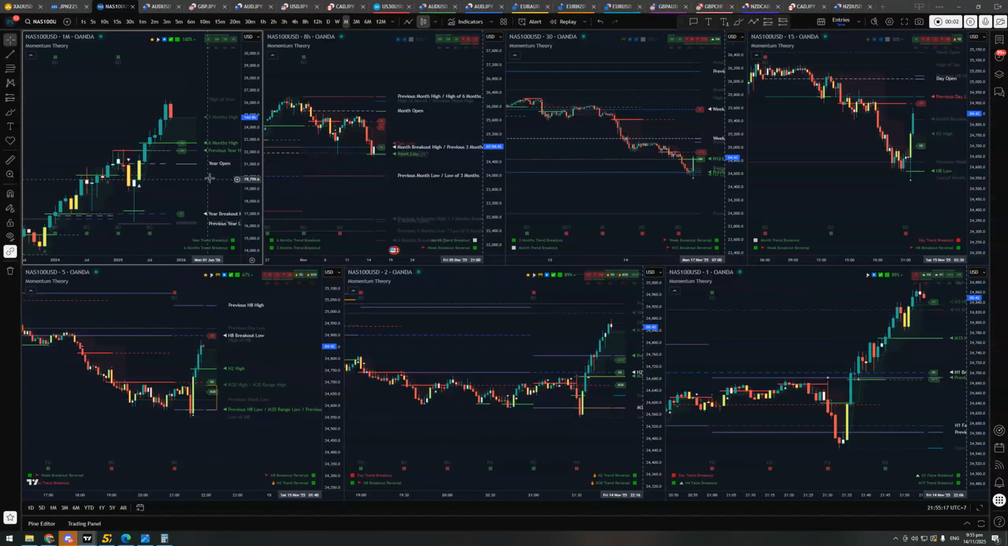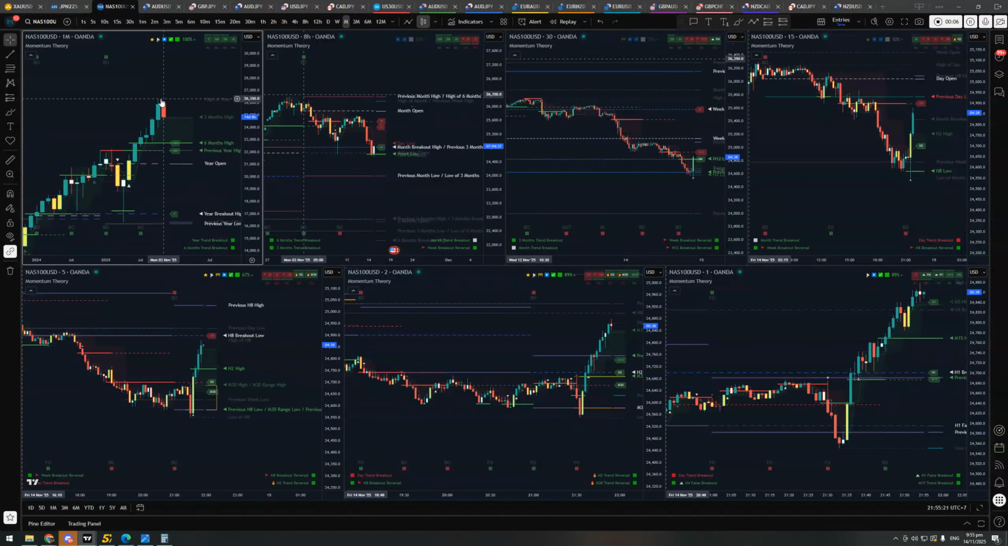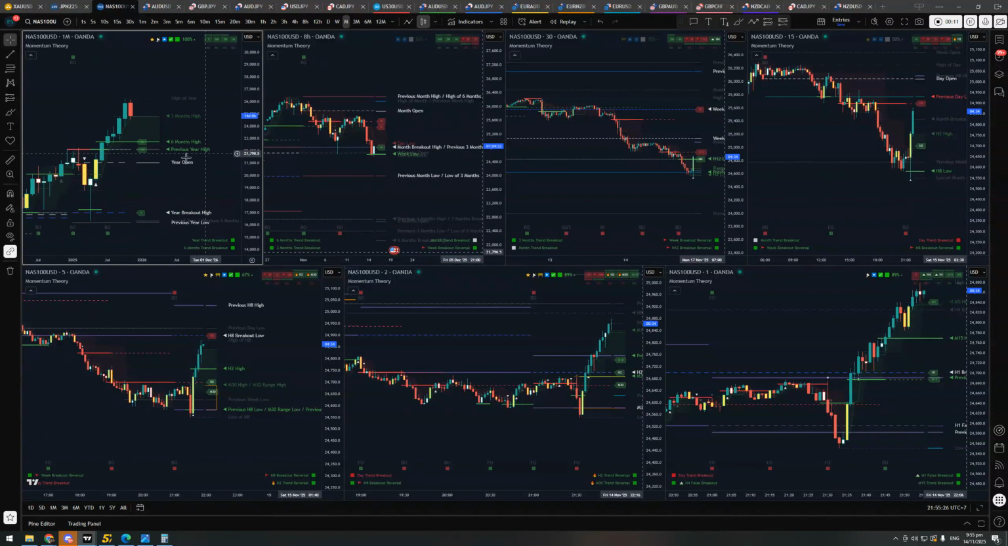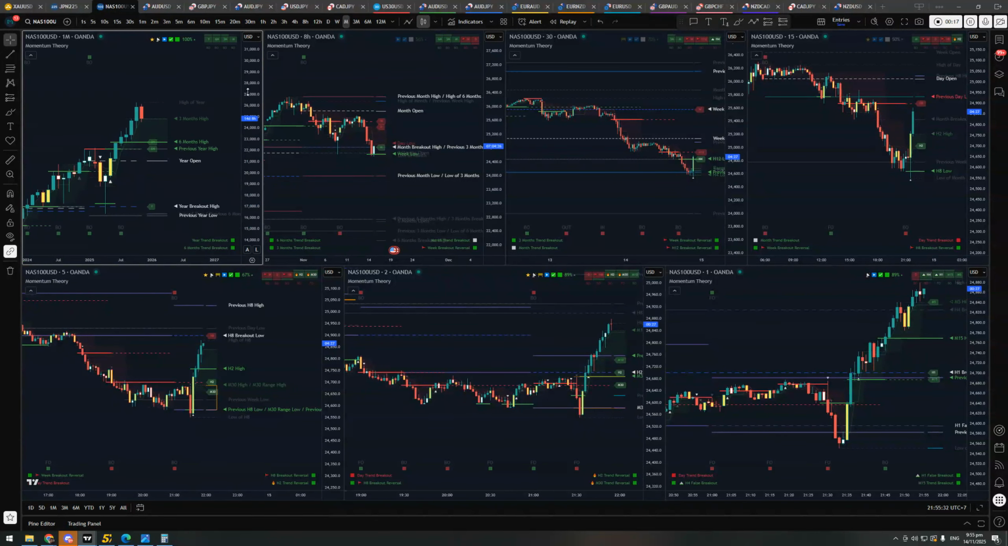Okay, New York session live. Currently looking at NAS on the monthly. I like how last month closed bullish breakout. We're above the previous 3 months high, above the 6 months high, above the previous year high, and we're above all the higher time frame breakout levels. 100% bullish bias here, looking for buys on NAS.